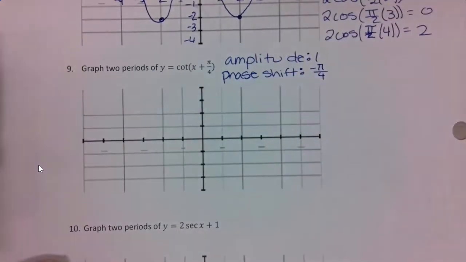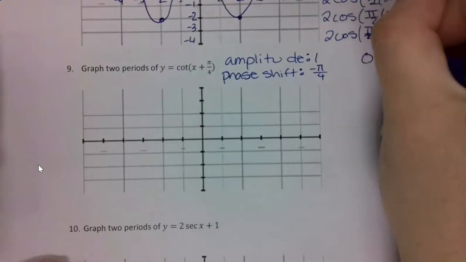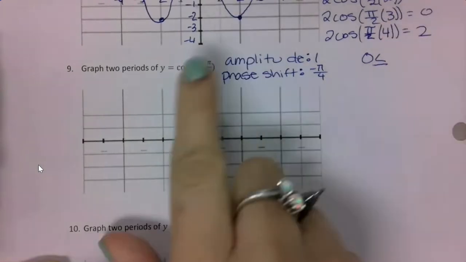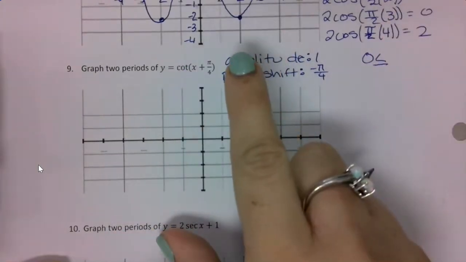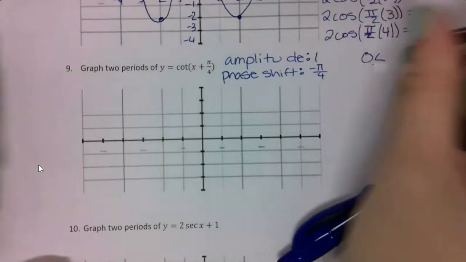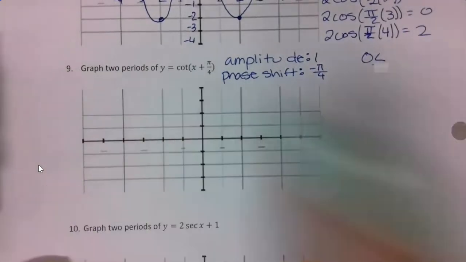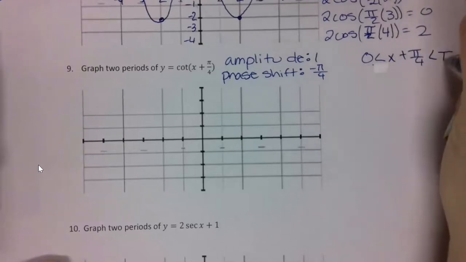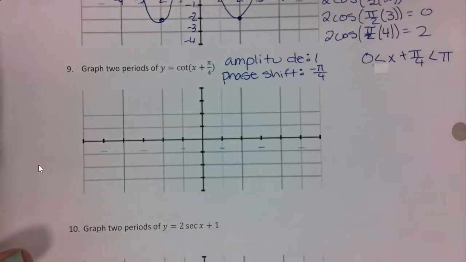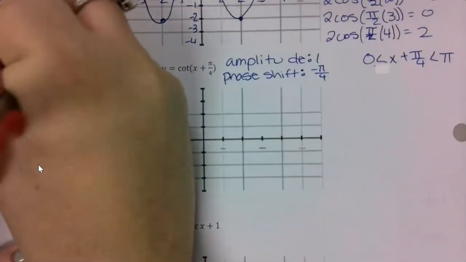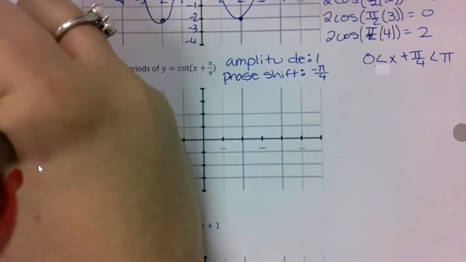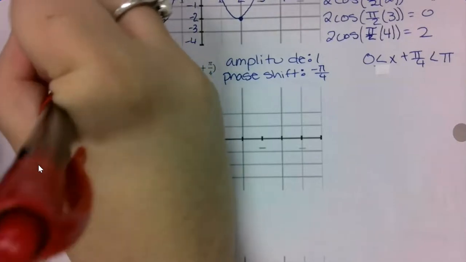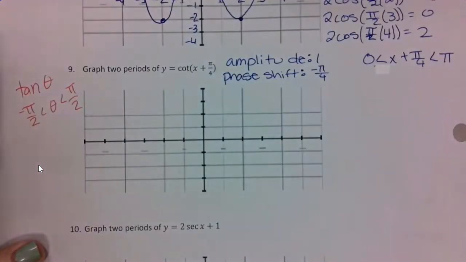To find my period on a cotangent graph, I'm going to use 0 is less than, no, just less than, not equal to, the stuff after the word cotangent, x plus π/4, is less than pi. If I was doing tangent, then I would do -π/2 is less than the stuff in the middle is less than +π/2. So I need to know those intervals for the test.